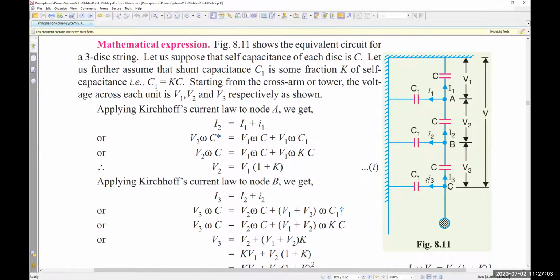Okay. Now here this is the conductor. So this is the first disc, second disc, third disc. From the first disc and the conductor there is a metal link. From that metal link to the tower you have one shunt. From the second disc and the first disc, that means the disc nearest to the conductor, you have a metal link right here. So there to the tower you have another shunt capacitance.